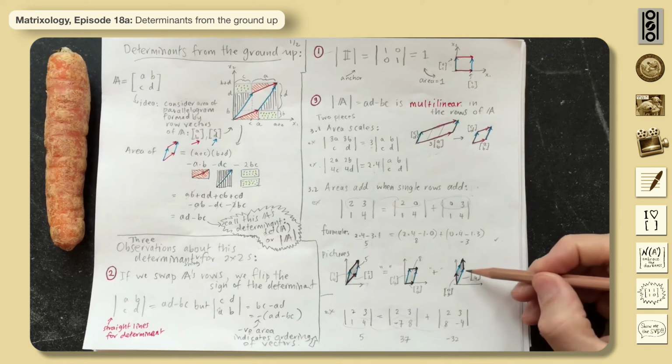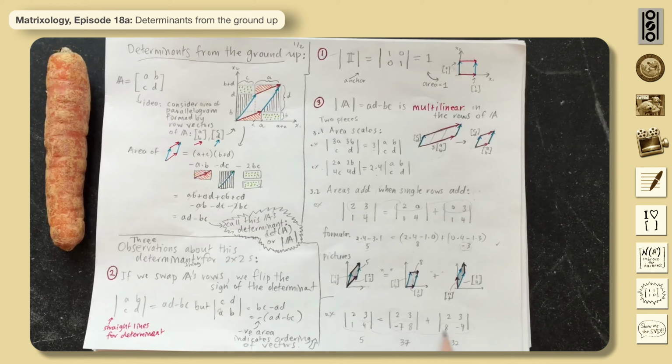Here's another example. So 2, 3, 1, 4 again, and we've left the top row the same, right? And split up the bottom row. So splitting up the bottom row, just arbitrarily, this is just an example. So minus 7 plus 8 is 1. 8 minus 4 is 4. So there's a linear piece here. These two rows add. And that's why it's, again, multilinear. It's row by row. And let's figure it out using our formula.